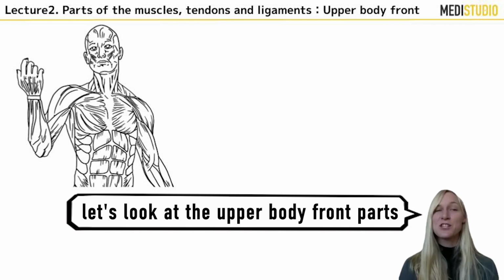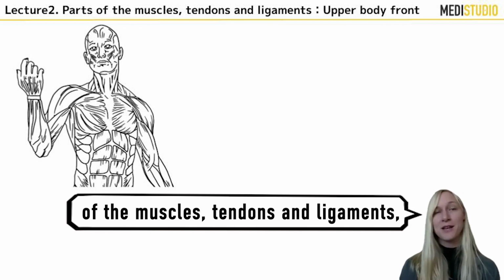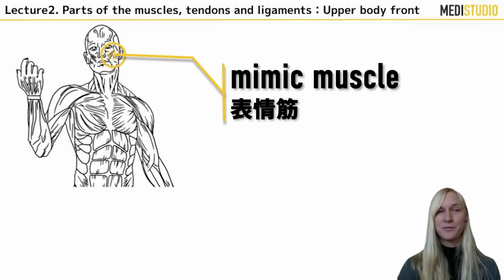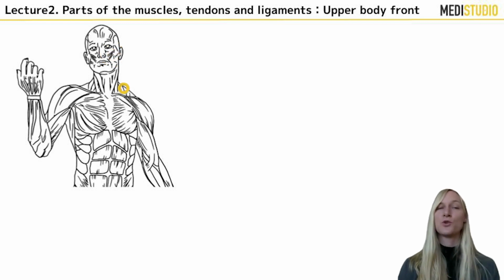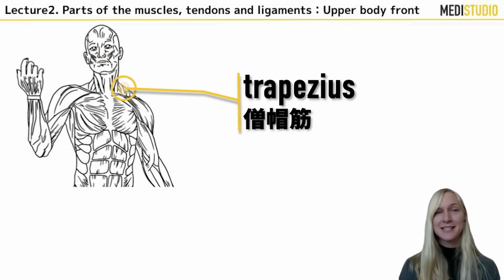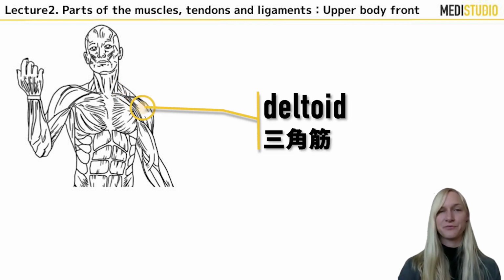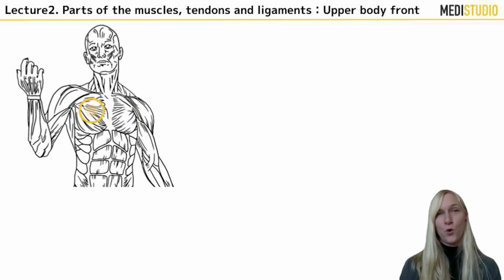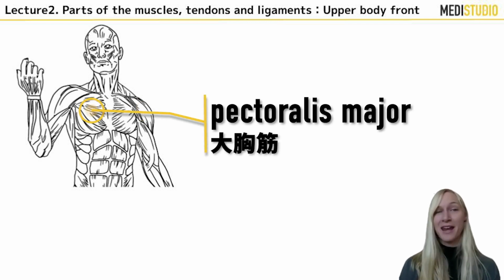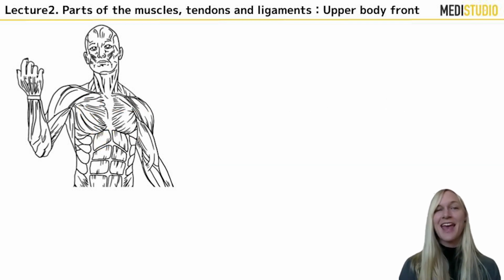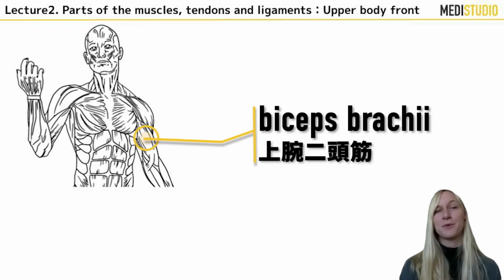Now, let's look at the upper body front parts of the muscles, tendons, and ligaments. 1, mimic muscle. 2, trapezius. 3, deltoid. 4, pectoralis major. 5, rectus abdominis. And 6, biceps brachii.